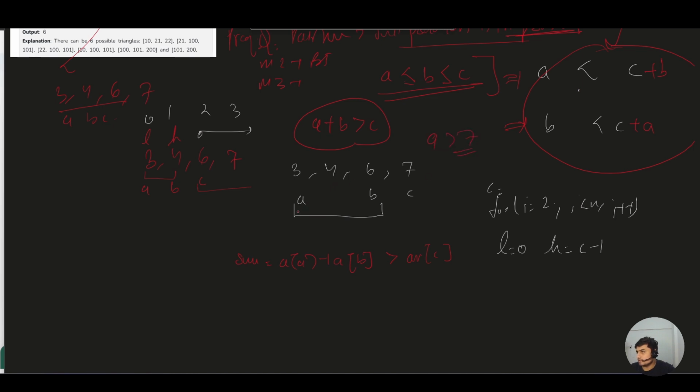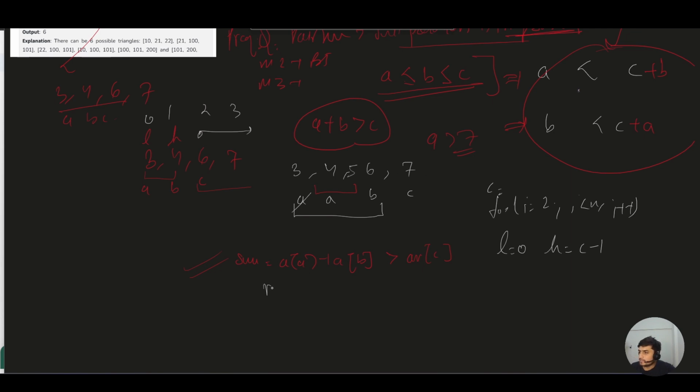So can you say that for all the elements present between this A and B will also hold this inequality true, right? Let's say your previous A was this, 3. And now if you change this A to this one, 4, right? Since it is sorted, the only element possible between 4 and 6 would be 5, right? So if 3 plus 6 was greater than 7, then 4 plus 6 will also be greater than 7, and similarly 5 plus 6 will also be greater than 7, right?